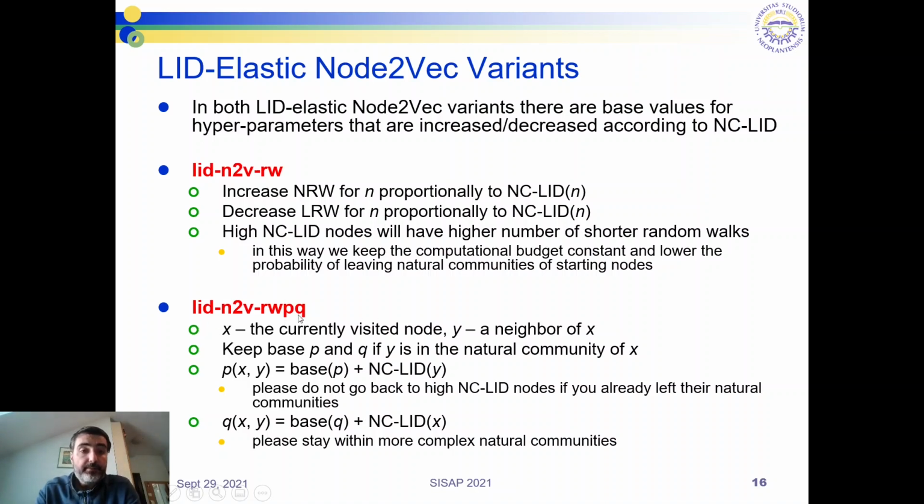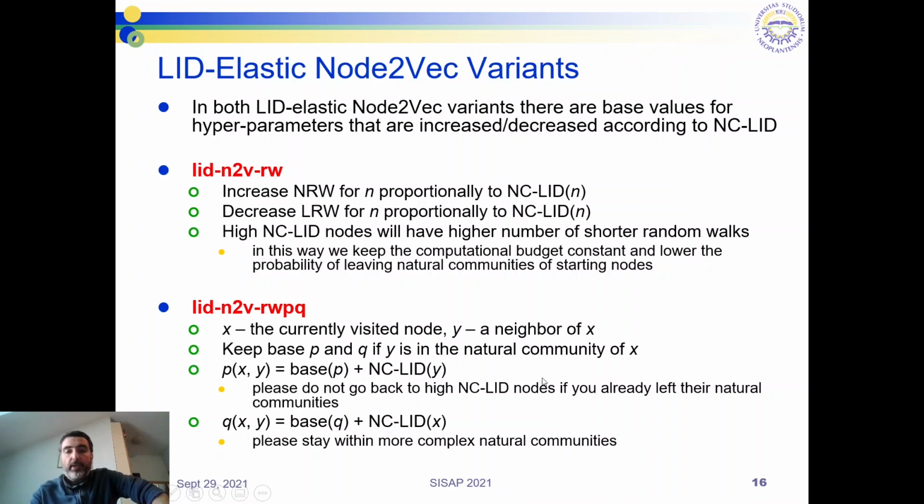For the second method, we do the same thing, plus we modify P and Q, or consider modifying P and Q. Let's say X is the currently visited node and Y is the node we want to visit. So if Y is already in the natural community of X, we will not modify P and Q. However, if Y is outside the natural community, then we will modify P by adding to it the NCLID of Y.